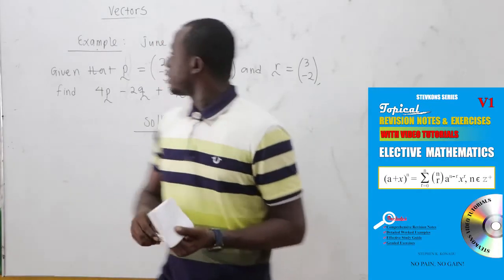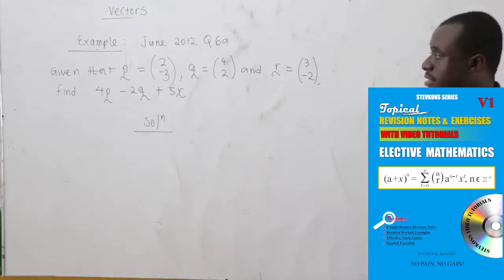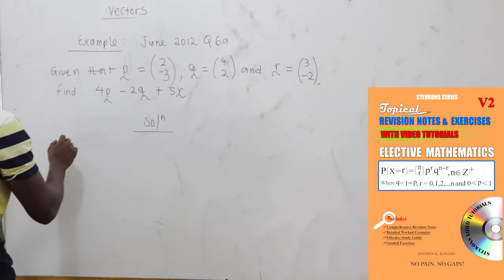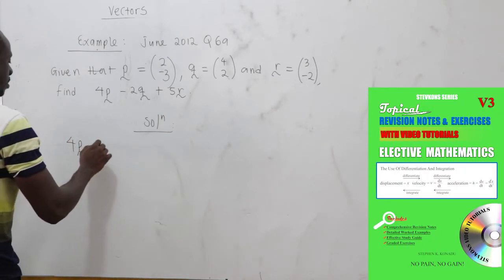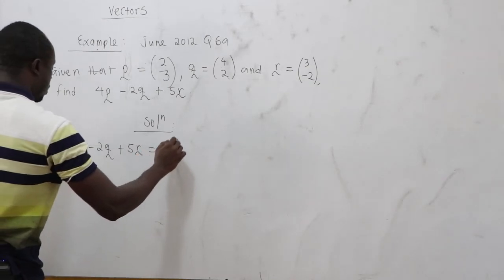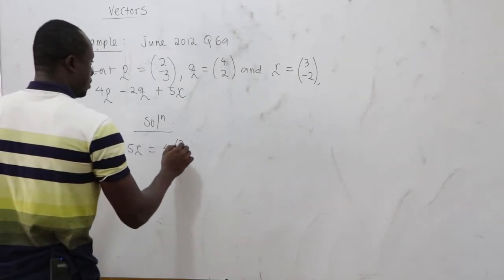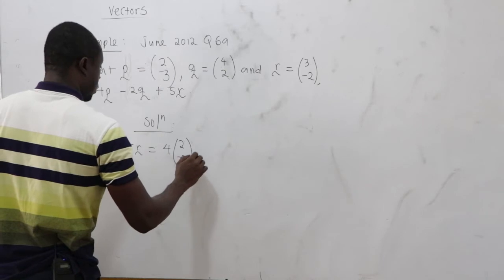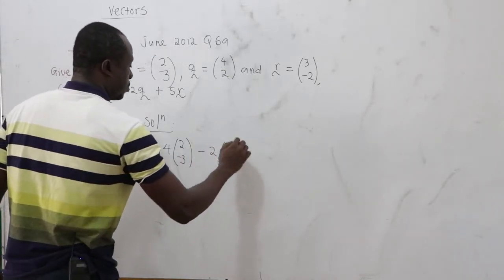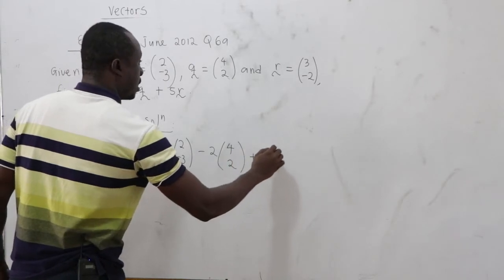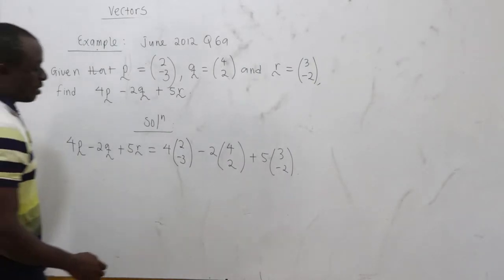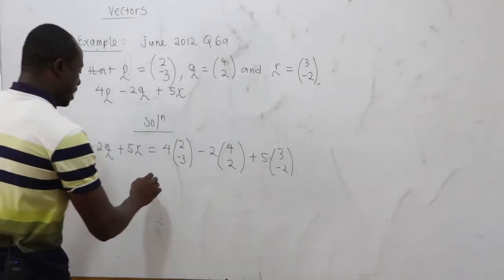Now let's consider this example. This is June 2012, question number 6a. Now we've been given P, Q, and then R. We are being told to find 4P minus 2Q plus 5R. So what is P? That is (2, -3). Minus 2Q. What is Q? Q is (4, 2). And then plus 5R. What is our R? (3, -2).